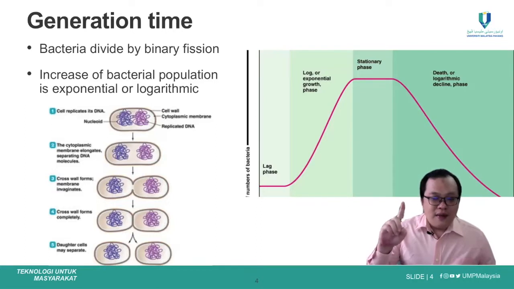The diagram above shows the phases during the growth of bacteria, from the lag phase to the log or exponential growth phase, to the stationary phase, and finally the decline phase or death phase. We have learned this during the theory class, and at the left side it shows how bacteria divide by binary fission.